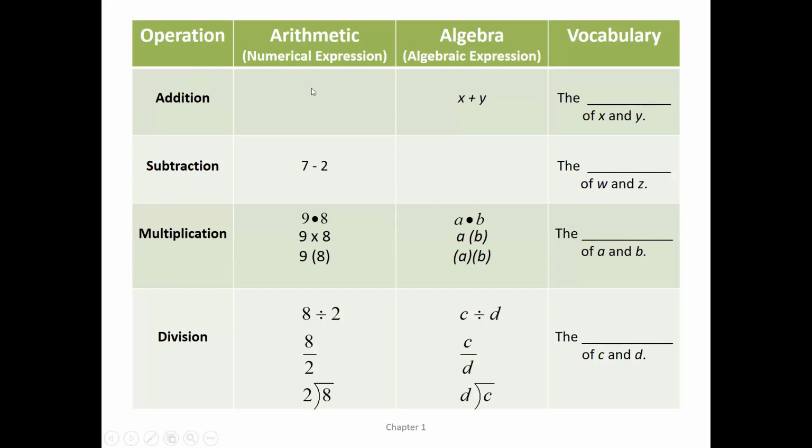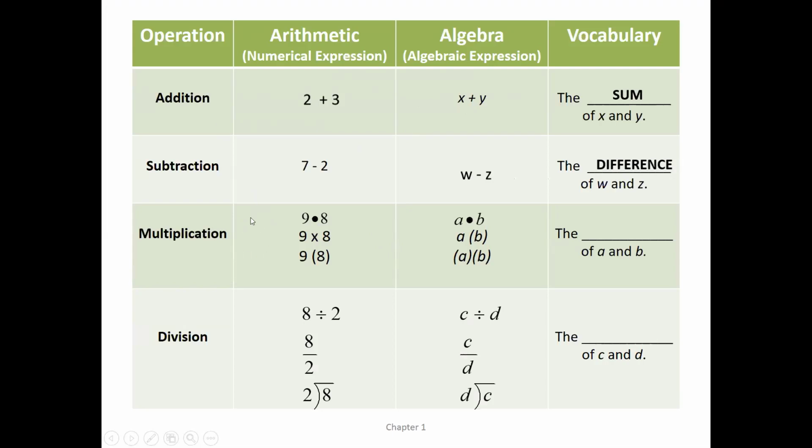So we all know various things. We're going to throw a few more. Arithmetic: a numerical expression is just addition, and in the vocabulary, the answer is the sum, S-U-M, of the numbers or the variables. Subtraction also has a name. The answer is the difference.